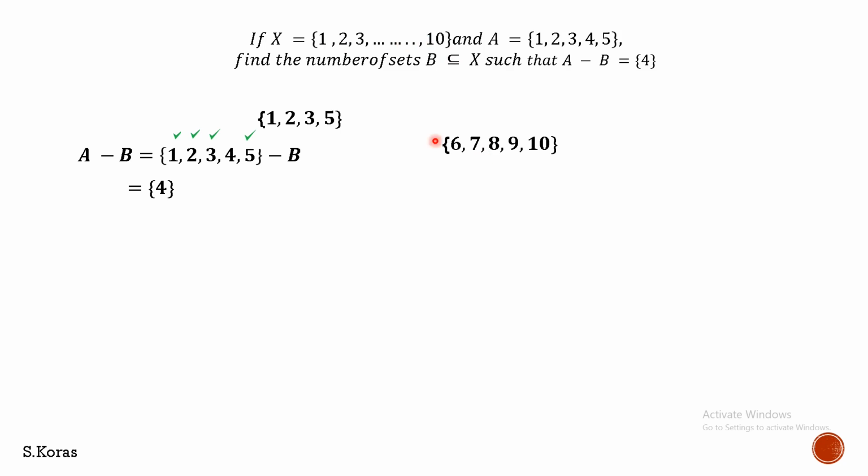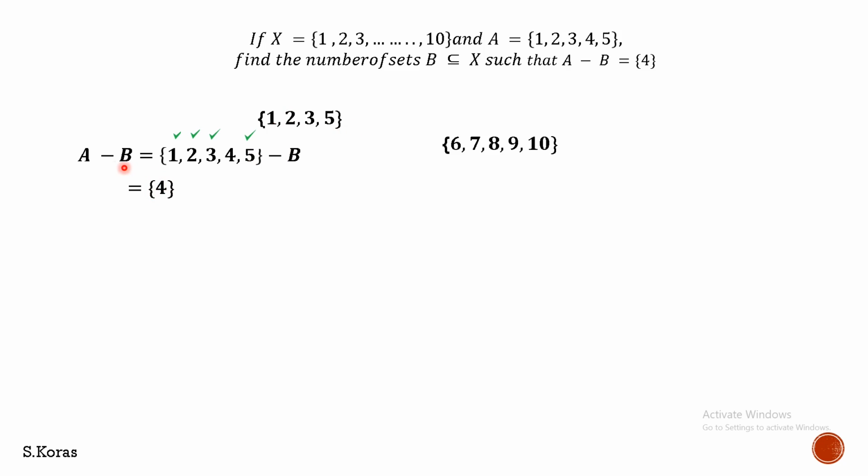Shall we include these with this B or not? Yes, we can include them. Even if you include the number 6, that will be 1, 2, 3, 5, 6. And after that, if you try to find A difference B, again you will get the same answer.